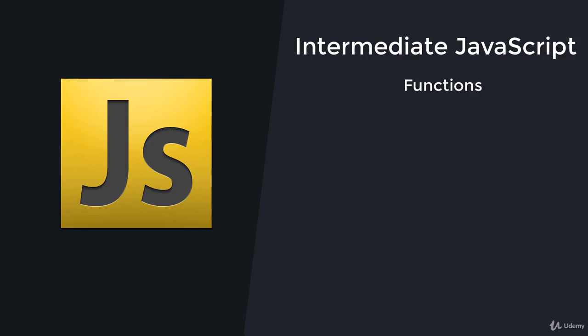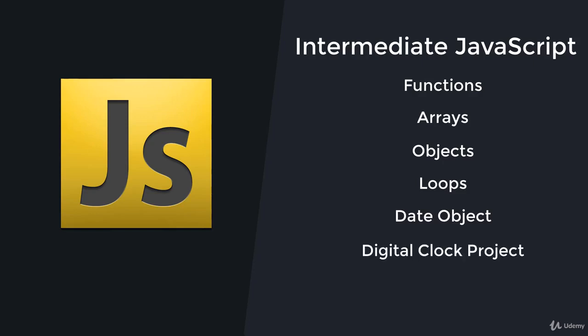You will learn what kind of non-primitive data types exist in JavaScript. You will be introduced to things like arrays and objects. Besides that, we will learn about several types of loops and see how they work. Also, we will cover the date object and its built-in methods. After all of this, you will be able to build your very first JavaScript application, which will be a digital clock.